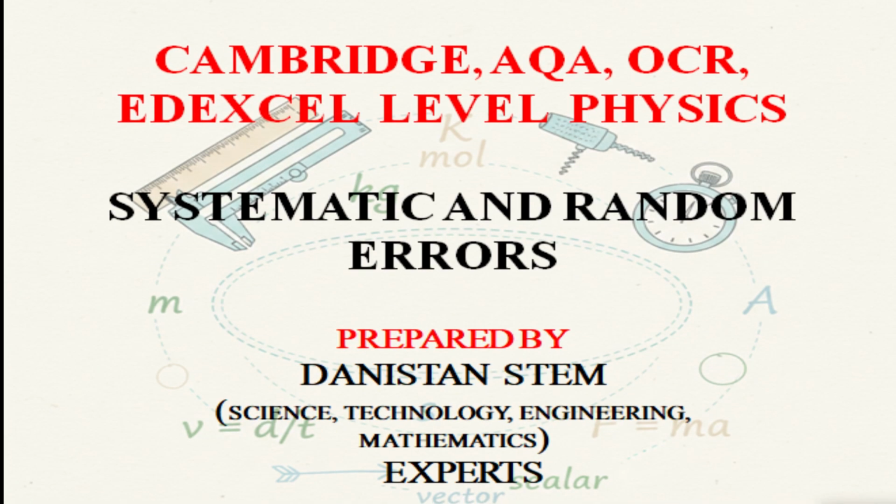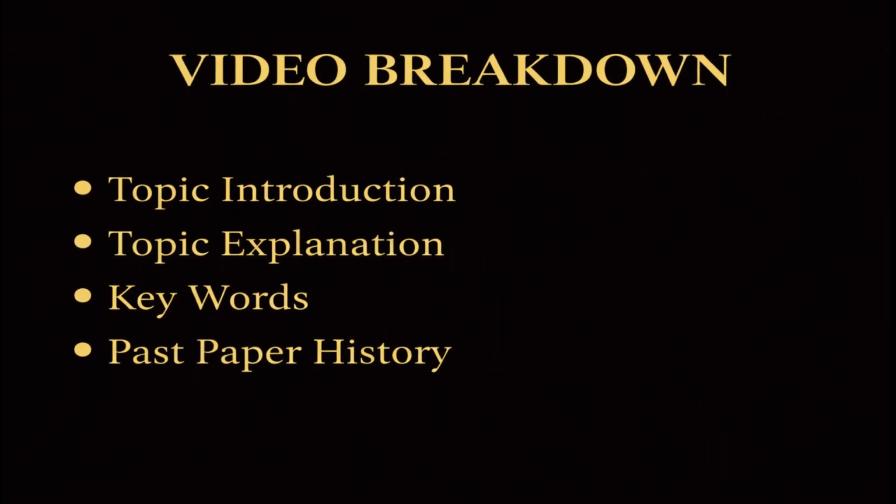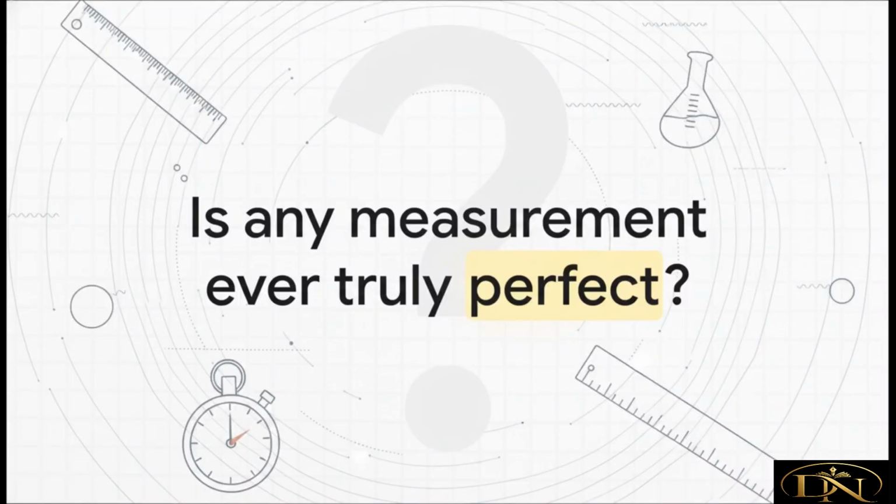Today, we're going to dive into something that's at the absolute heart of every single experiment you'll ever do: systematic and random errors. So, let me ask you this. Is any measurement ever perfect? I mean, truly 100% perfect? Well, the short answer is nope, not a chance. In the real world, anytime we measure anything, there's always a little bit of unavoidable uncertainty.